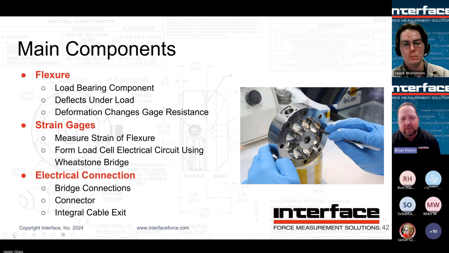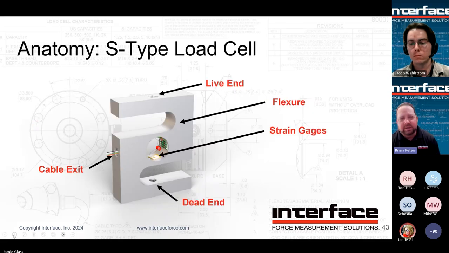So it might be a connector, it might be a cable. Anyway, here's a couple different types. Here's an S cell. So this is an SSM model in particular. The gauges are going to be inside that round pocket. We'll have a cover over that. It'll be sealed up. The live end as depicted earlier on the top.